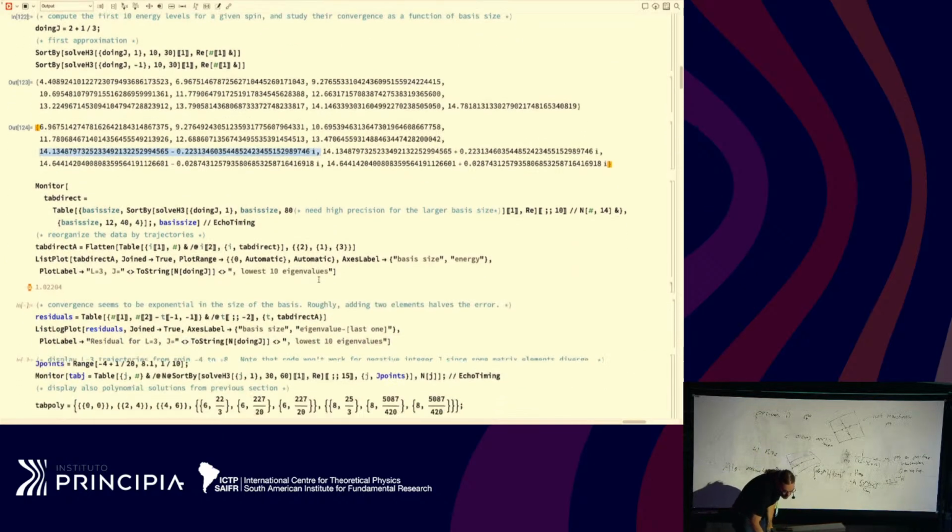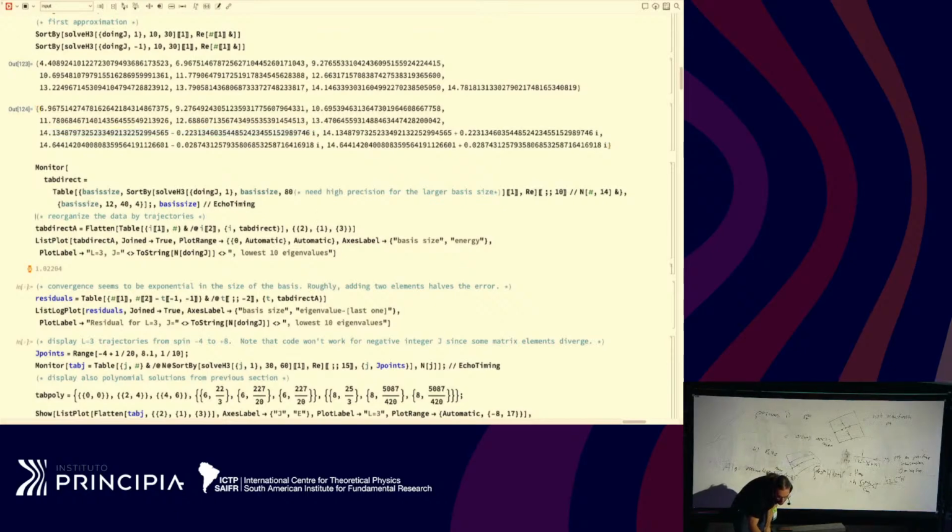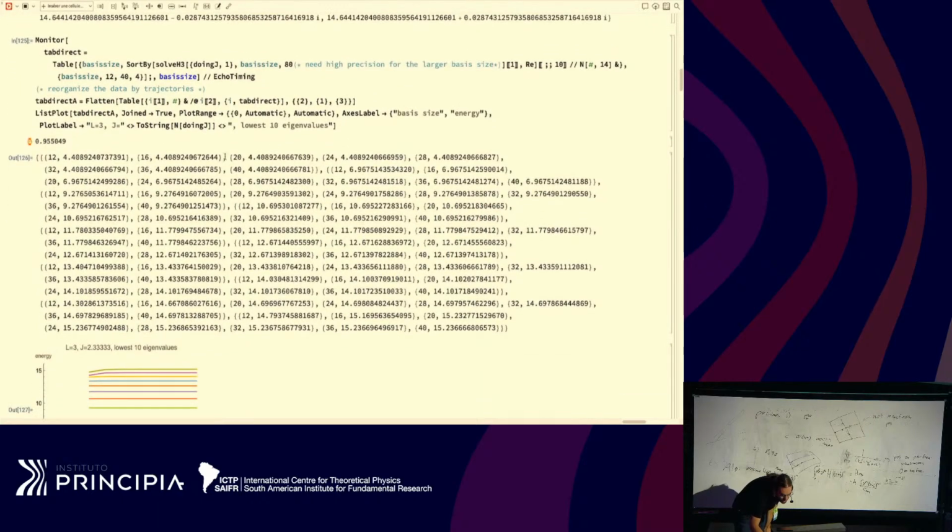So this code here computes it up to a basis size of 40. And you can see roughly the convergence. This is the ground state, this first list here. You can see the ground state energy as a function of the size of the matrix. With a 40 by 40 matrix, you see the numbers are very stable. And it's the same for all these other numbers.